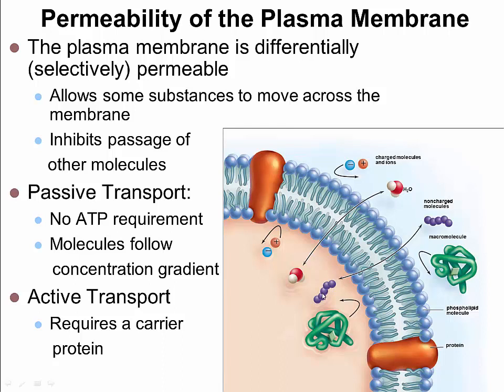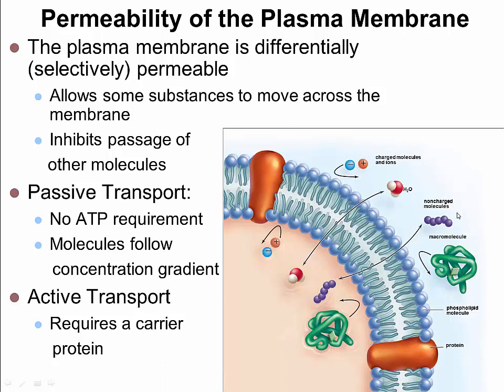So the way it works is the following. Here we have a small non-charged molecule. In other words, this is a nonpolar molecule, meaning it is not soluble in water. It's a hydrophobic, a water-hating molecule. That means it can slip easily into the interior of this plasma membrane, and it can move from one side of the membrane to the other with no problem whatsoever. It's a small molecule, and it has no charge, and so it has no problem moving across the membrane.